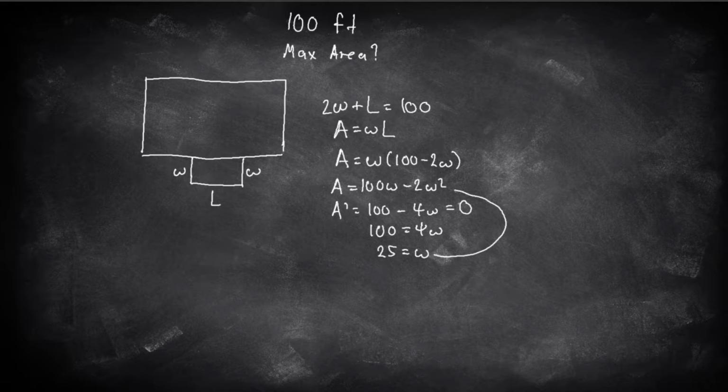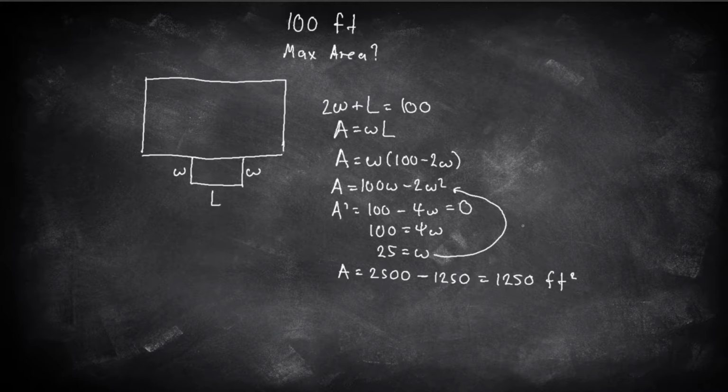Plug this back in to get our area. So 100 times 25 is equal to 2,500, minus 25 squared times 2, which is 625 times 2, is 1,250. And that will equal 1,250. And since we're dealing with feet, that means the area is 1,250 feet squared.